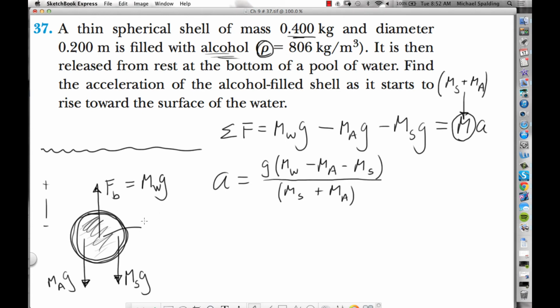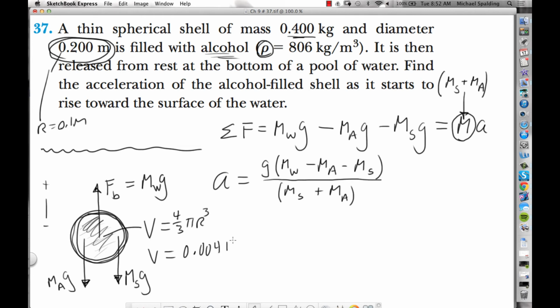Well, for starters, we need the volume of the sphere. What's the equation for volume of a sphere? 4/3 pi r cubed. Just beware, this dimension right here is the diameter. So what's the radius going to be? The radius will be 0.1. So you plug this into the equation for volume. The volume of the sphere comes out to be 0.00419 cubic meters. Okay, so that's the volume.